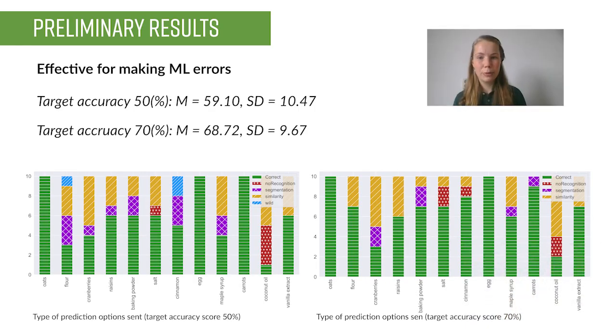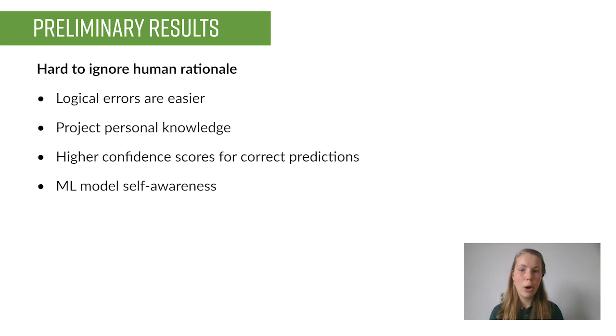Our preliminary results show that the interface was effective in encouraging participants to make machine learning errors. Their final accuracy score was close to the target accuracy scores they set beforehand. However, it also became apparent that wizard designers are not able to ignore their human rationale when making predictions. They considered logical errors from a human point of view easier to make. They projected their personal knowledge on the model.